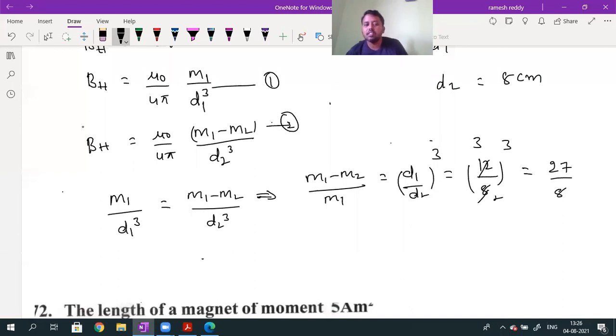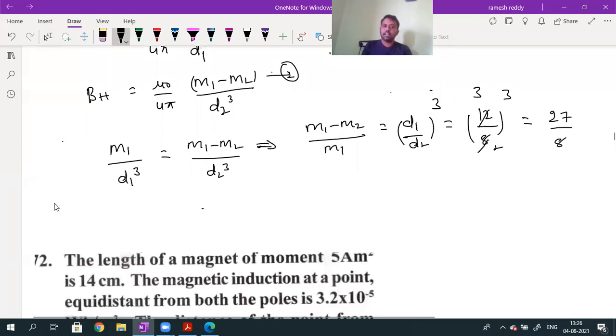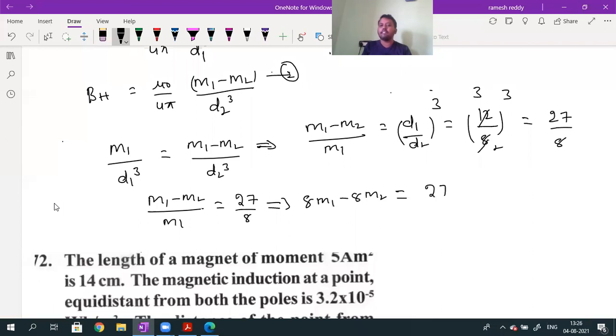So what will I get as the ratio? The ratio I will get as (m1 minus m2) divided by m1 equal to 27 divided by 8. When I cross multiply, what will I get? I will get 8 into m1 minus 8 into m2 equal to 27 into m1.